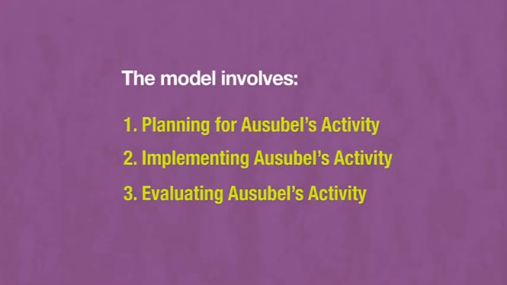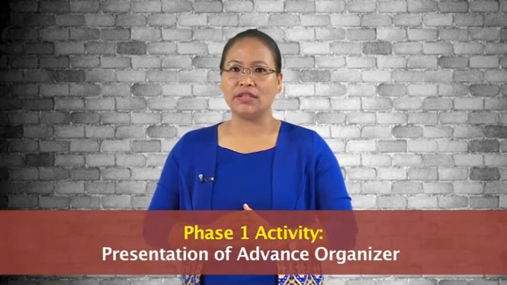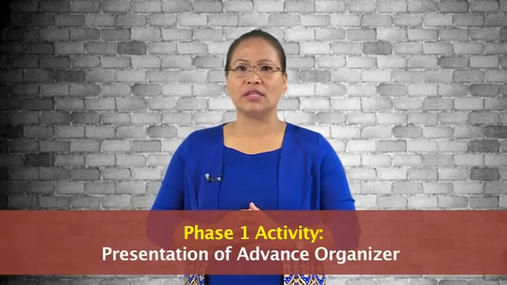Now let us come to the next step, that is implementing Ausubel activity. This step is also known as the syntax of the model. It involves three phases. Phase 1 activity, that is presentation of the advanced organizer.